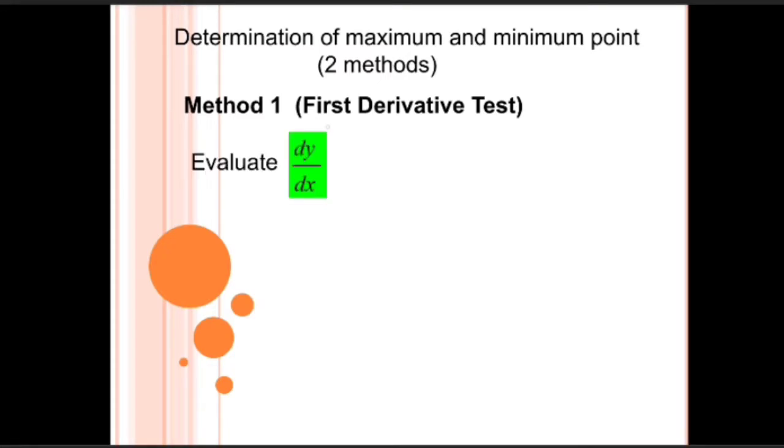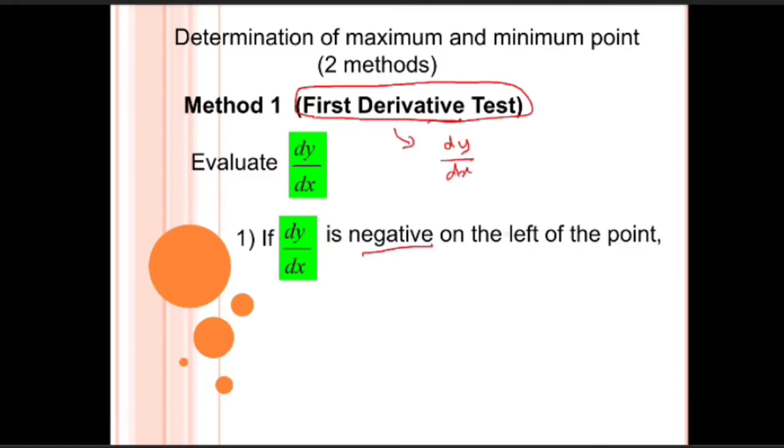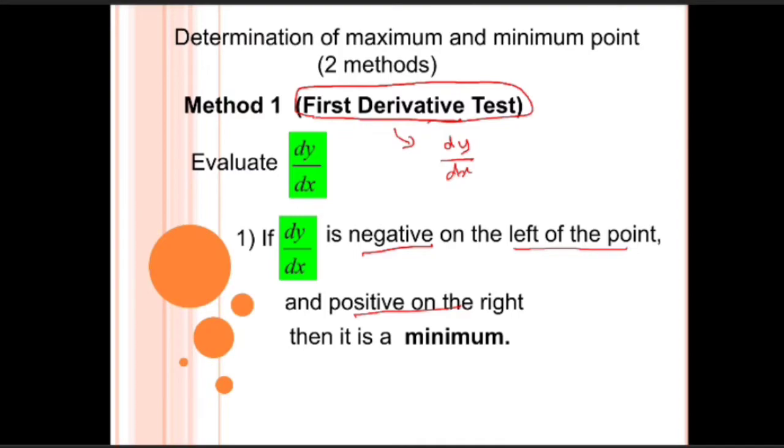To use the first derivative test, from the name itself, we already know how many times to differentiate. This is just differentiating one time. First derivative test means just the first differentiation, so this is just dy over dx, not the second order of differentiation. The second derivative test is where you differentiate one more time after you have differentiated the first time. Now let's look at this first method. After you have differentiated to get dy over dx, if it is negative on the left of the point and positive on the right, then it's a minimum point.